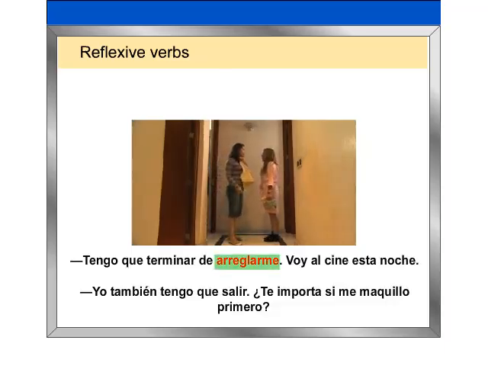Tengo que terminar de arreglarme. Voy al cine esta noche. Yo también tengo que salir. ¿Te importa si me maquillo primero?